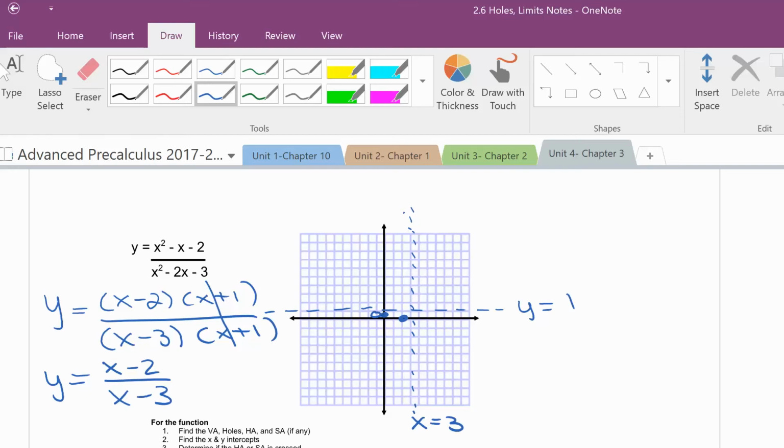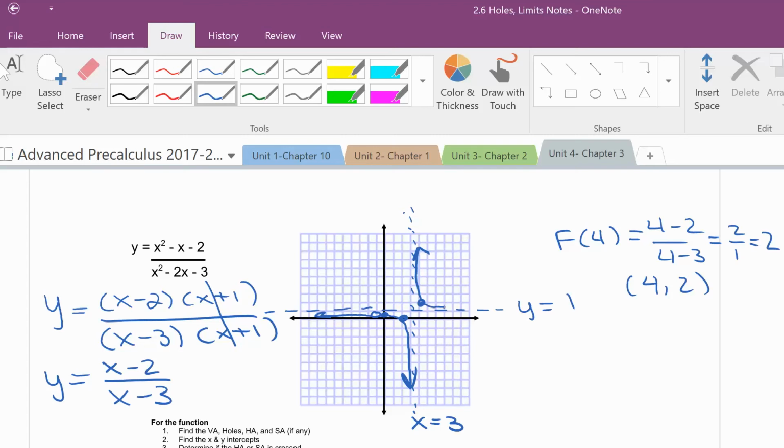Now, that means the graph is going to go towards the asymptote here. And then on the other side of the hole, it's going to go towards the horizontal asymptote there. The thing is, we need to know what it does on the right-hand side of the asymptote, so we put in 4. So 4 minus 2 over 4 minus 3. 2 over 1 is 2. So that means 4, 2 is a point. And it's going to go towards the asymptote that way and towards the asymptote that way.